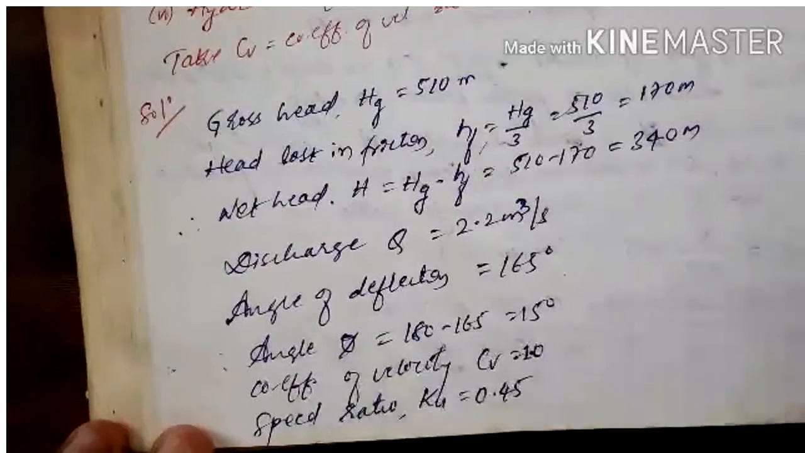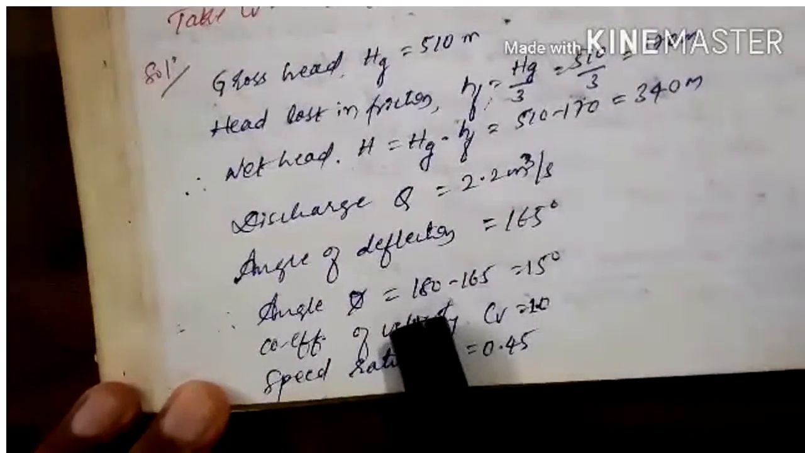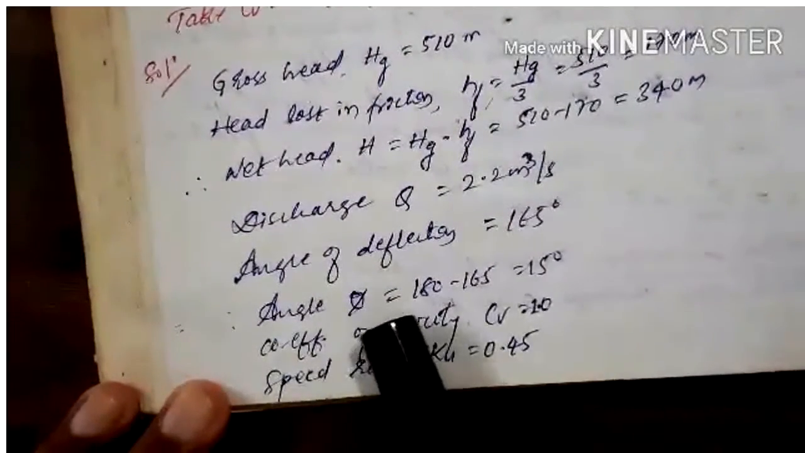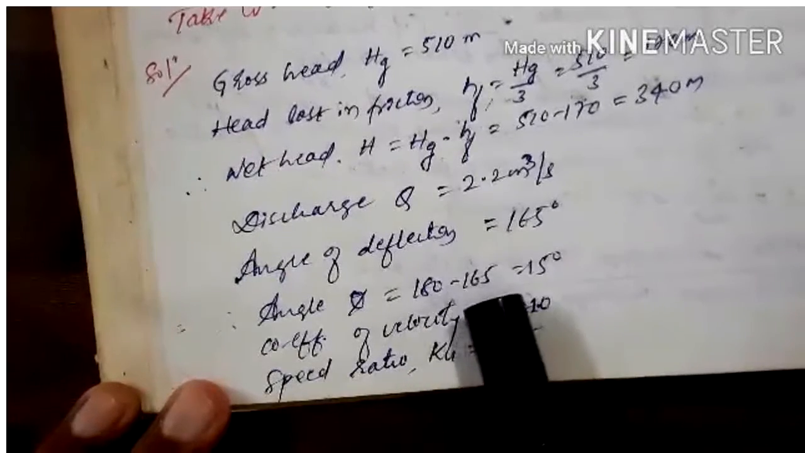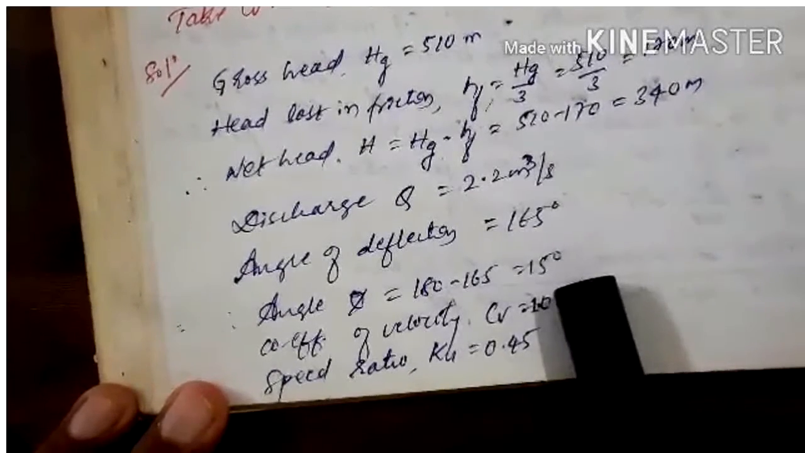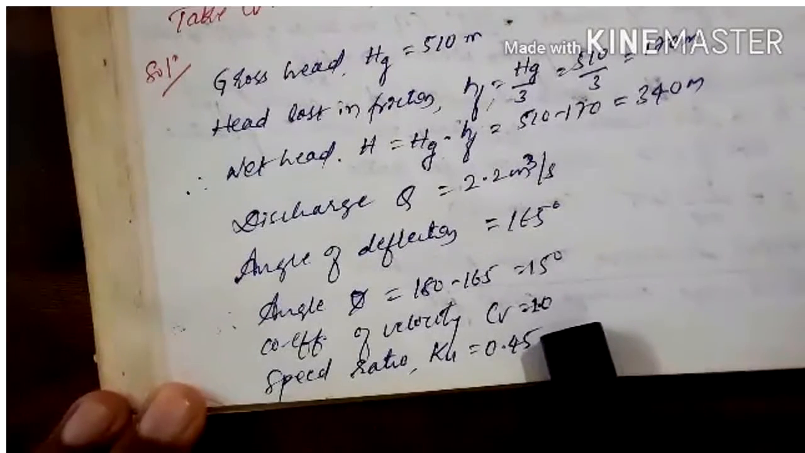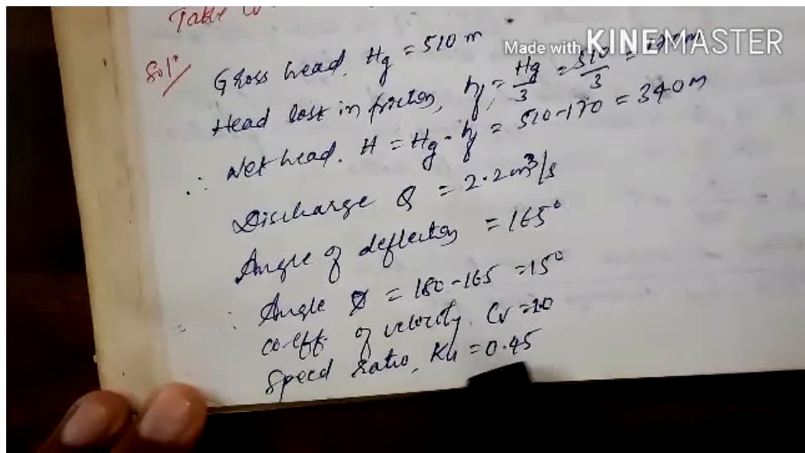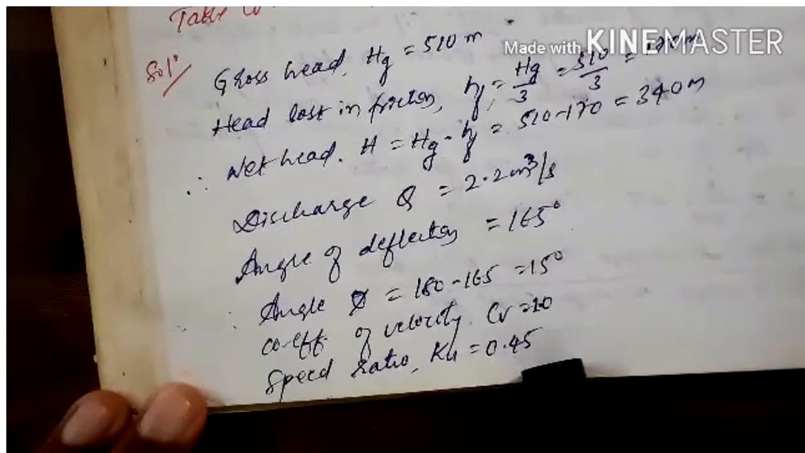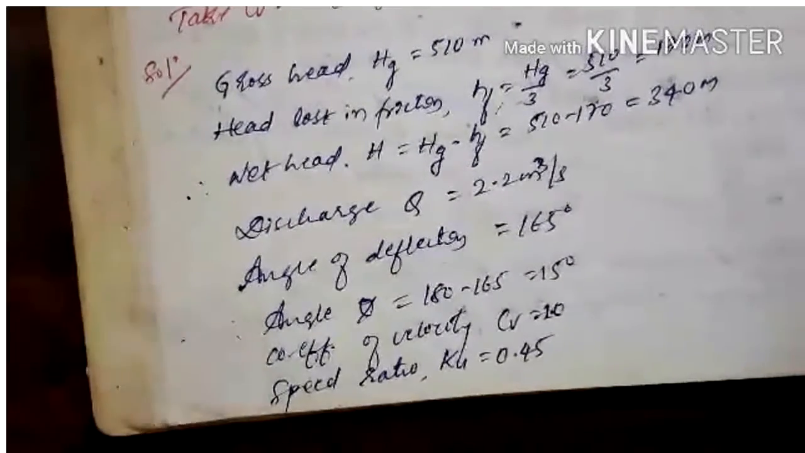Then the vane angle at inlet will be phi equal to 180 minus 165, that is 15 degree. The coefficient of velocity is 1, which is given. The speed ratio Ku is 0.45. So these are the given data.